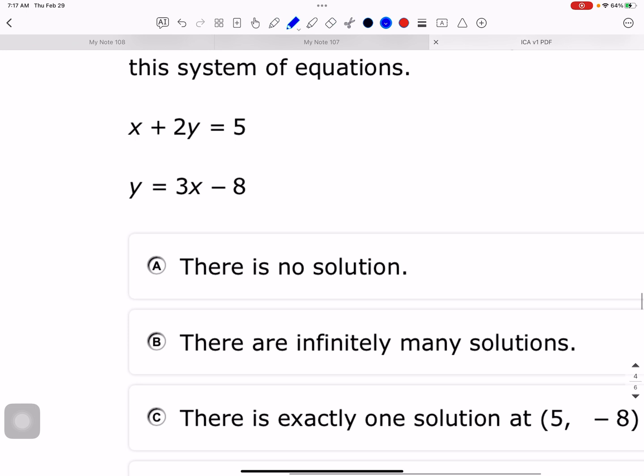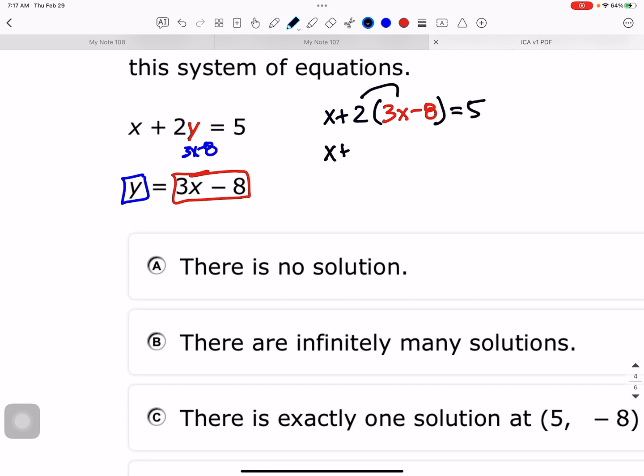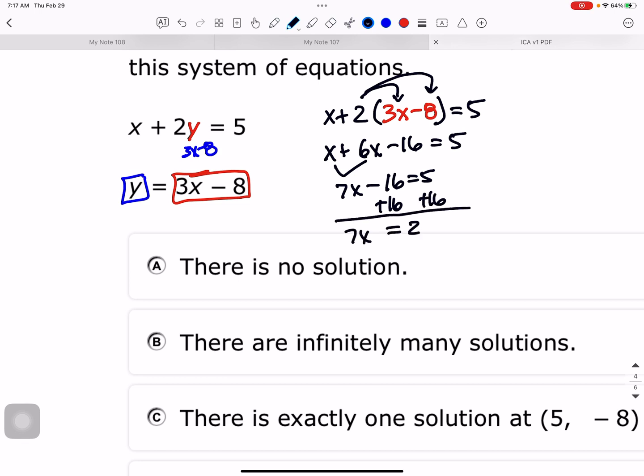All right, over here, anywhere I see a y, I can plug in 3x minus 8. That's what this tells me. So over here I see a y, so I'm going to plug in 3x minus 8 and rewrite that equation. x plus 2 times 3x minus 8 equals 5. x plus 2 times 3x is 6x. 2 times negative 8 is negative 16, equals 5. These together, I really have 7x minus 16 equals 5. I'm going to add the 16 to put it over with its partner, and we got 7x equals 21. Divide by 7, and x equals 3.